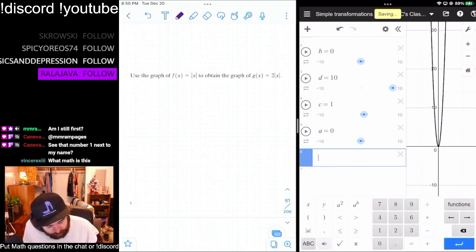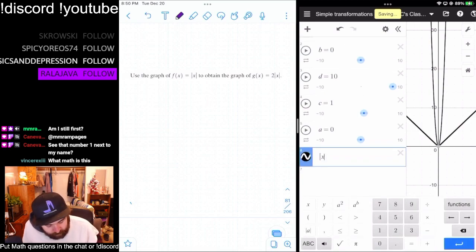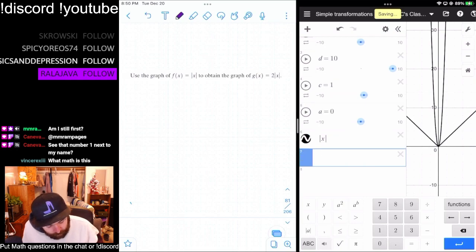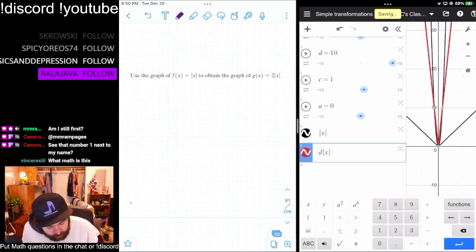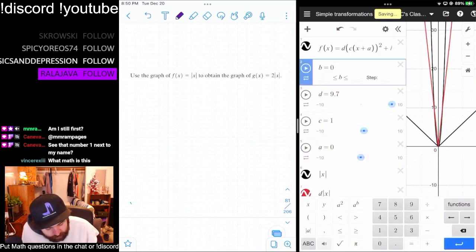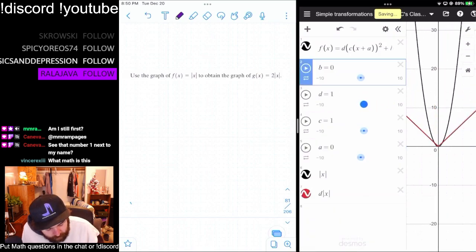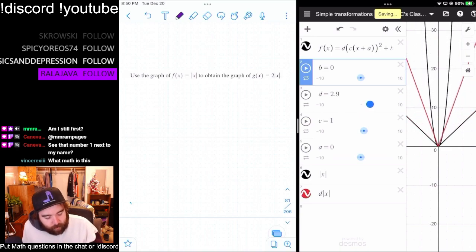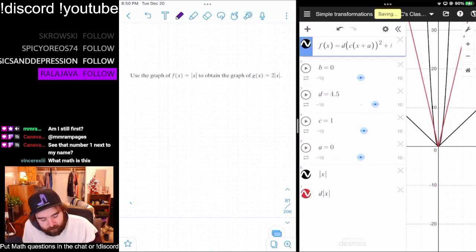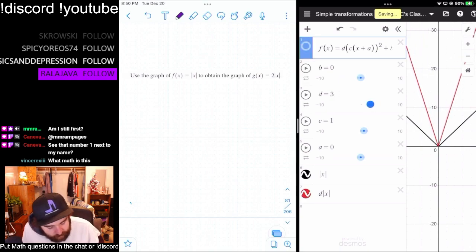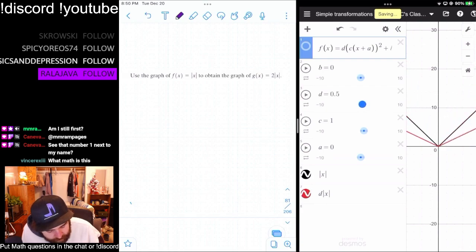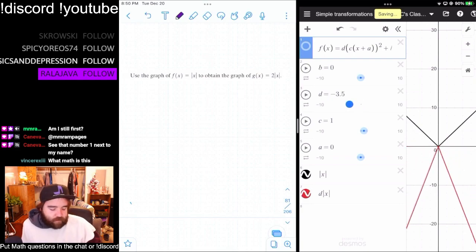I guess we could come down here and look. If we have the absolute value graph, there's our absolute value graph. If we just throw on the d, so if we did d times absolute value of x, you see that's making it taller. When d equals 1, it's just the plain absolute value graph. When d goes up, it becomes taller and skinnier. Still the same shape, still the same absolute value graph, just taller and skinnier. And then when it gets closer and closer to 0, it gets flatter and flatter, until it hits 0 and it's totally flat, and then it goes to the other side.